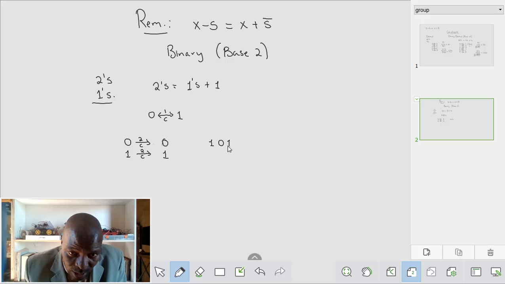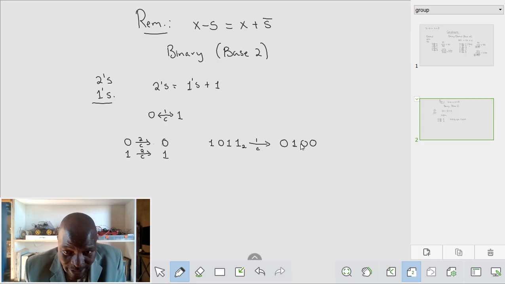Let me say 1 0 1 1. We want the 1's complement. You can see all the zeros will change to 1s, all the 1s will change to 0s. So this here is going to be 0. I cannot drop it, to show that it was actually a 4-digit number. That's a 1, that's a 0, that's a 0.